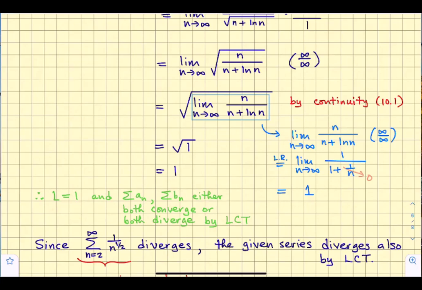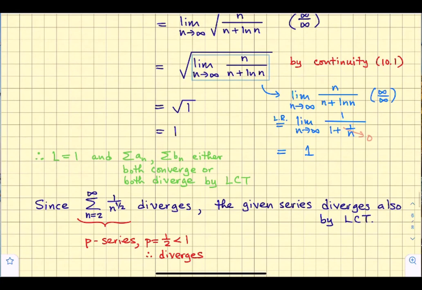And that's great news because I know that the sum of the b sub n's was a p series with p equals 1/2, which is less than 1, so it diverges. So that says that my given series diverges also by the limit comparison test. Be sure when you're doing this, you show that you've checked all the hypotheses, and be sure to refer to the test by name so I can know what test you're doing when you're making your argument.